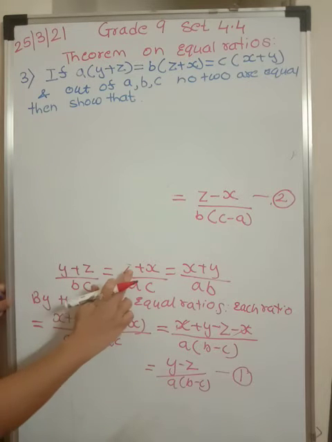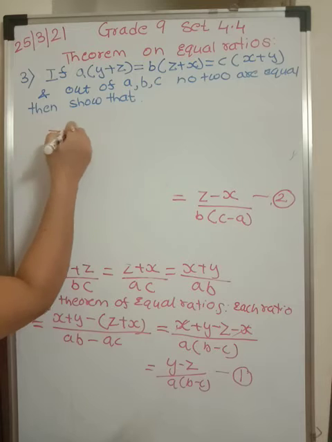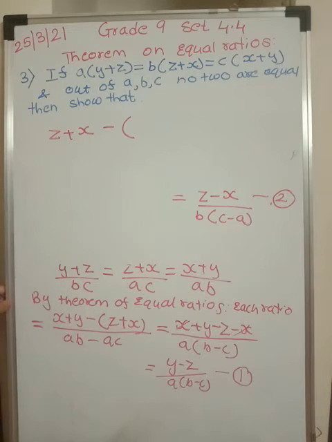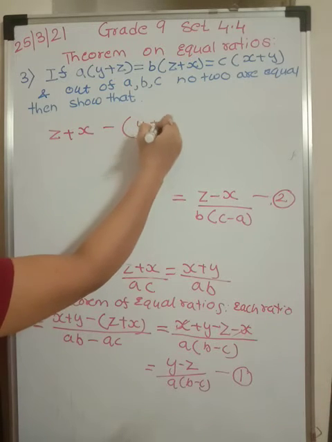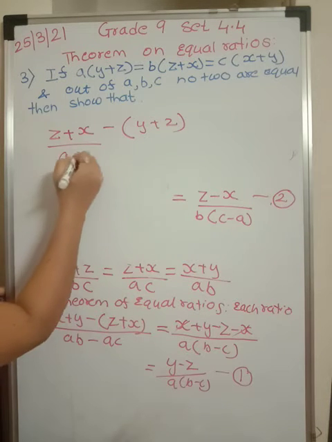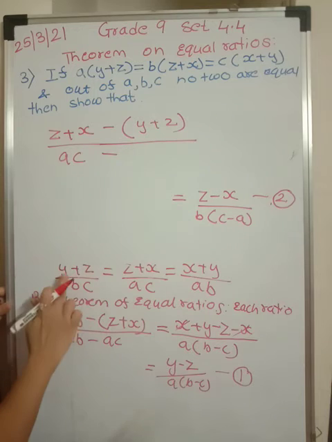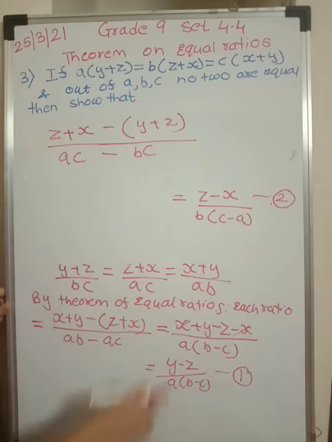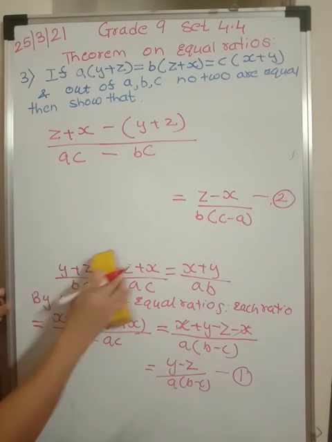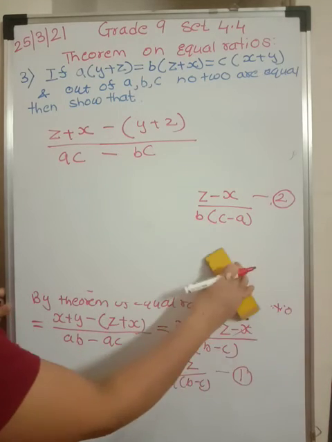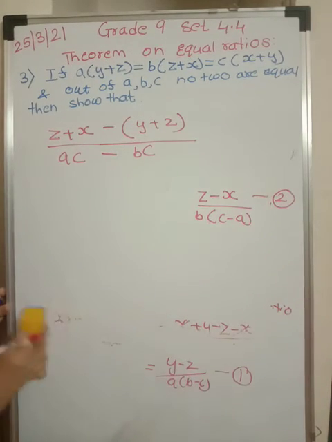Z plus x. From this, I am subtracting from z plus x, I am going to subtract y plus z. Now, z plus x means what? AC. Minus y plus z means what? BC. Got it? Let me open the bracket. This is second. This is first. Now, this I don't need. So, I am erasing. I am keeping this second. I am keeping this first also. Rest of all I am erasing.